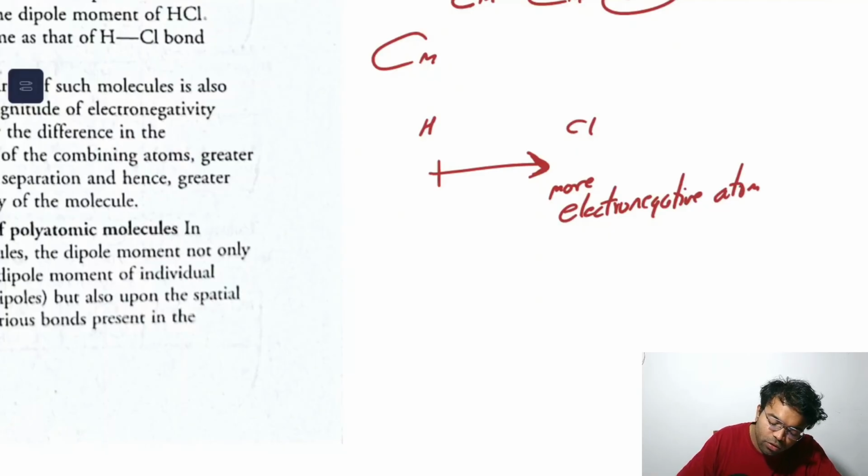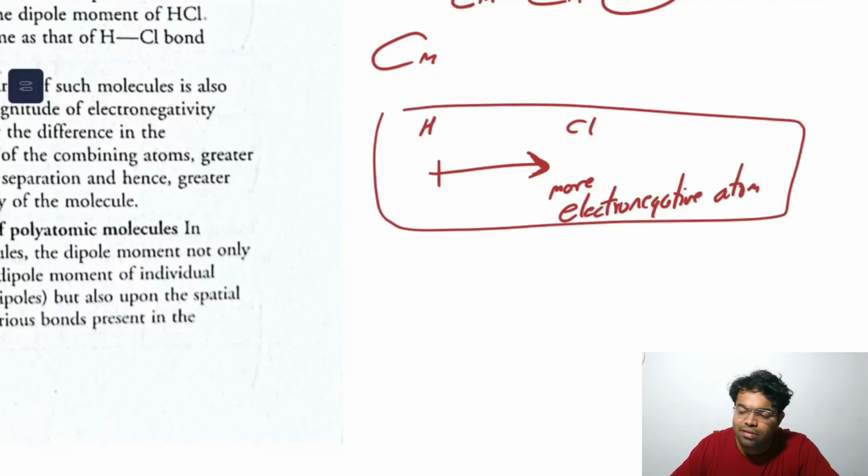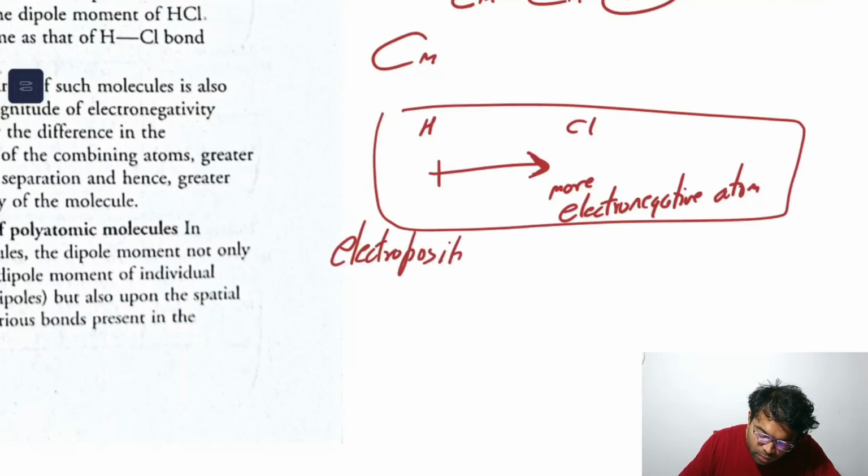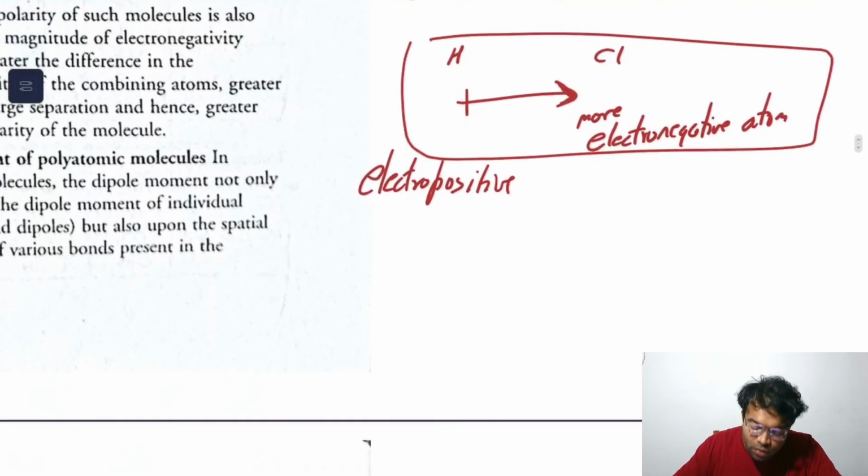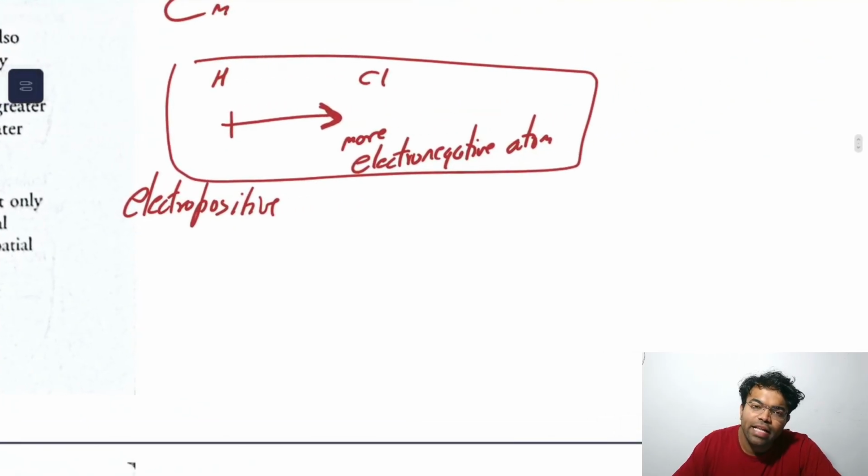Okay, so if there is a difference in electronegativities between the two atoms inside a molecule, then there will be a dipole moment. Okay, and the direction of the dipole moment will be from the more electropositive to the more electronegative atom. What is this arrow showing? It is showing that the electrons that were being shared have moved towards your chlorine. That's what they're trying to tell you.